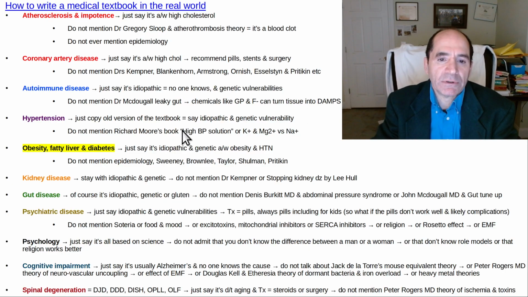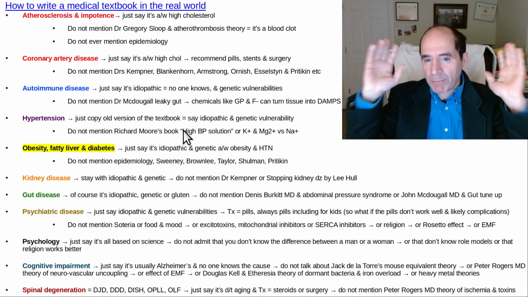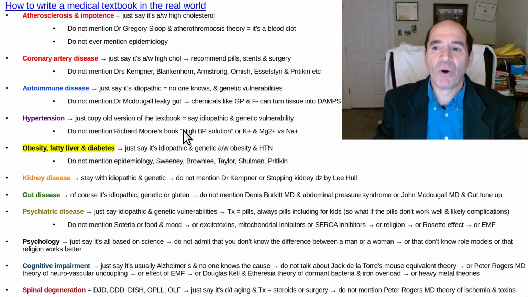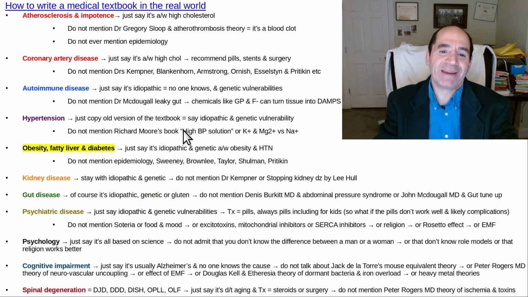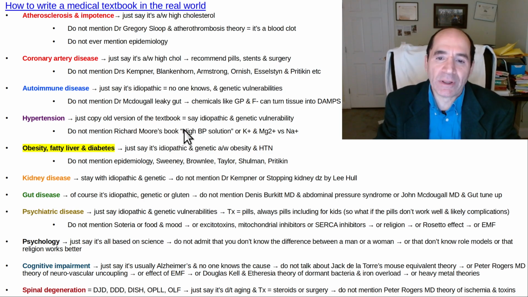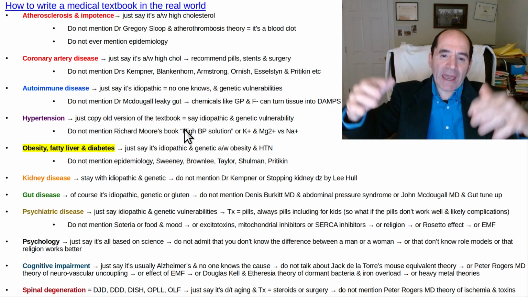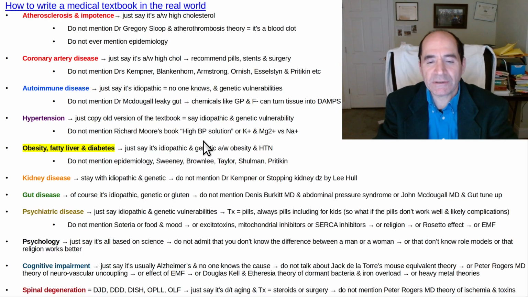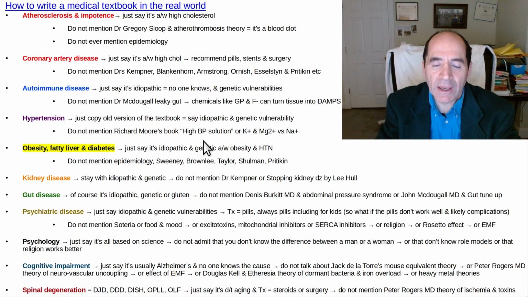Okay, hypertension, you know. Again, same old story. Tell them it's idiopathic. The typical textbook is going to say it's 90 to 95% idiopathic or more. And then they'll say, rarely it can be renal artery atherosclerotic stenosis, which is a big joke. Okay, it's almost always due to high-fat diets as well as high-sodium diets and the deficiency of potassium and magnesium because people don't eat the plant foods. Don't tell them about Richard Moore's book. It's the best book by far ever on the subject, okay?